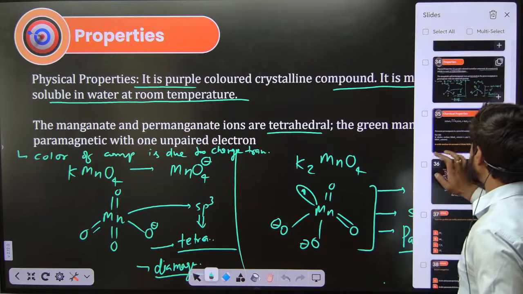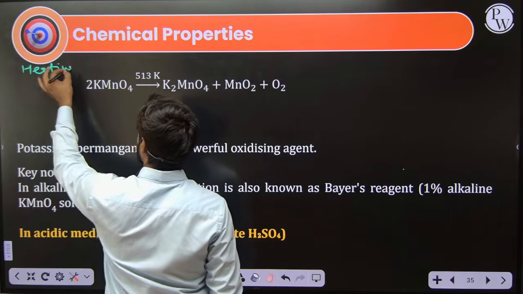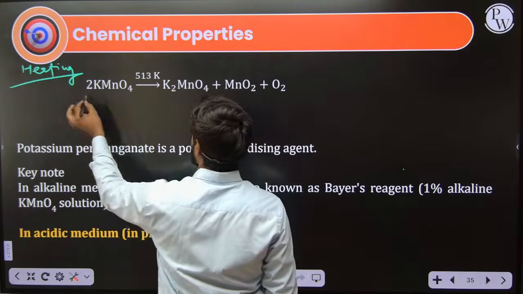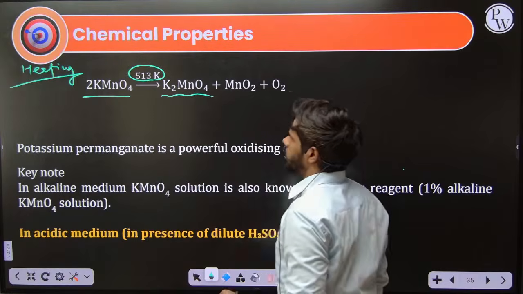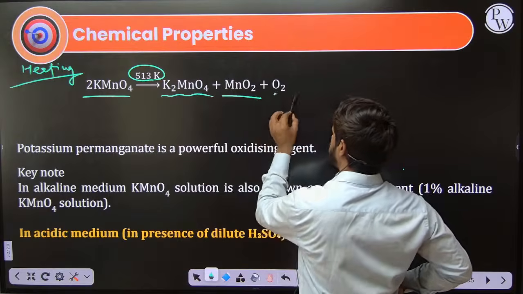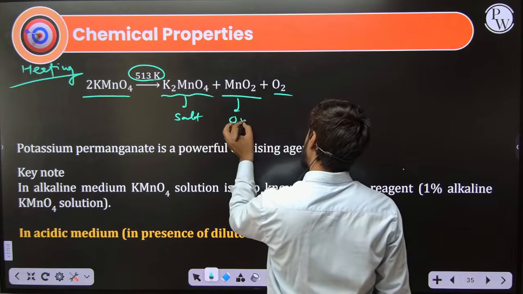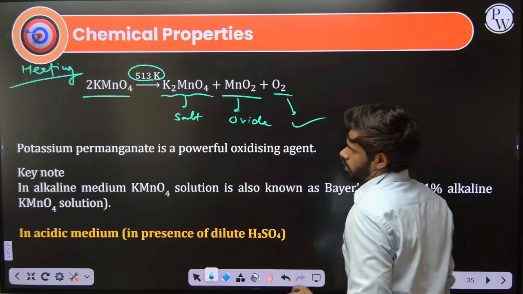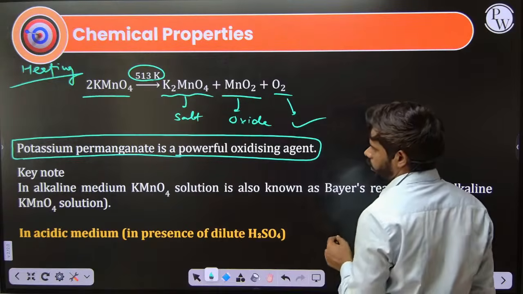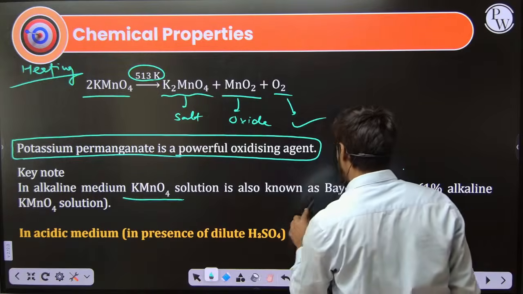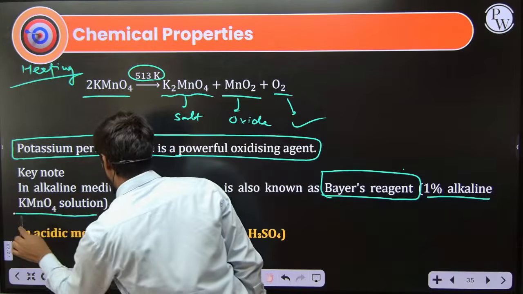And this is the heating effect of potassium permanganate. When it is heated at 513 Kelvin, it is converted into potassium manganate and manganese oxide with oxygen. Again, it is a formation of a salt, an oxide, and oxygen will be formed. Potassium permanganate is a powerful oxidizing agent in alkaline medium. KMnO4 solution is also known as Baeyer's reagent, which is a 1% alkaline KMnO4 solution. It is very important.